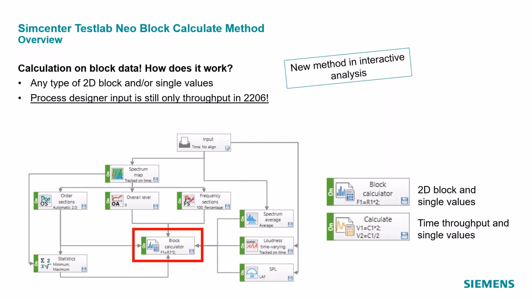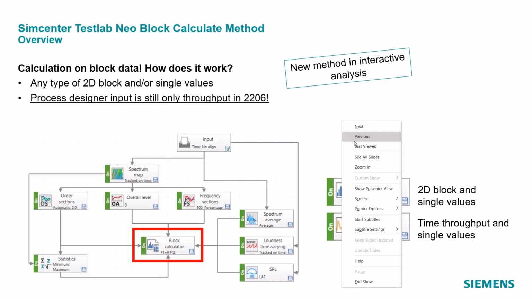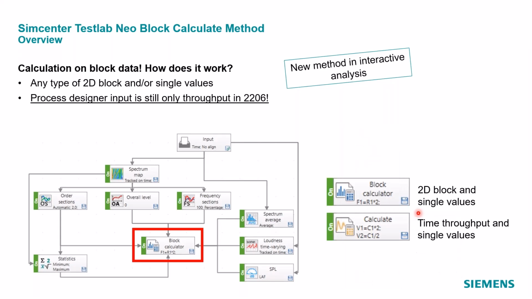And then here I have an example if I'm going to bring up my mouse pointer here. So basically I'm going to put throughput data in my input basket. I'm going to calculate a spectrum map. From that spectrum map, I'm going to calculate some order sections, some overall levels, and some frequency sections. I'm going to bring those into the block calculate method.